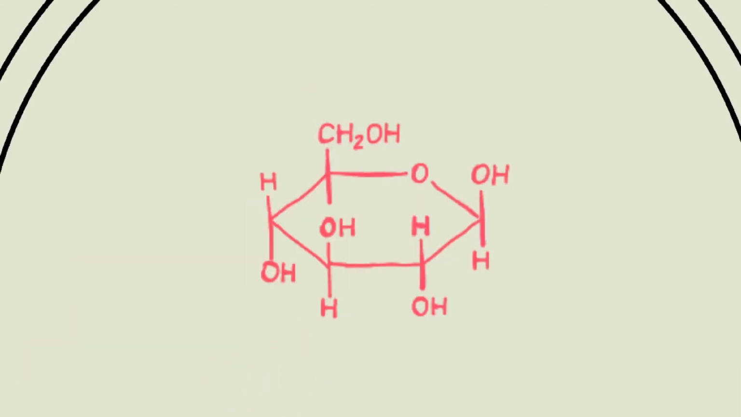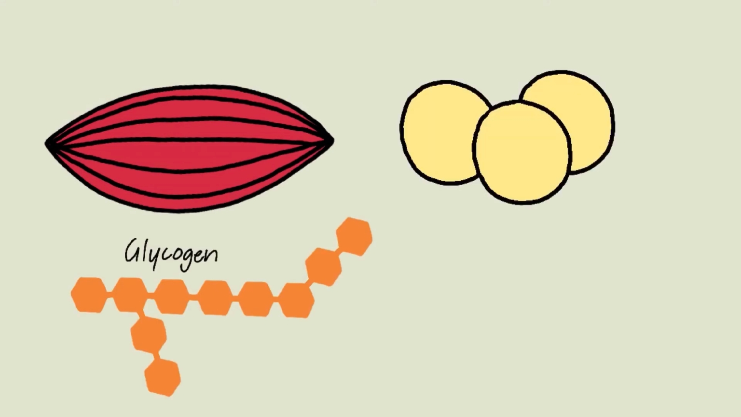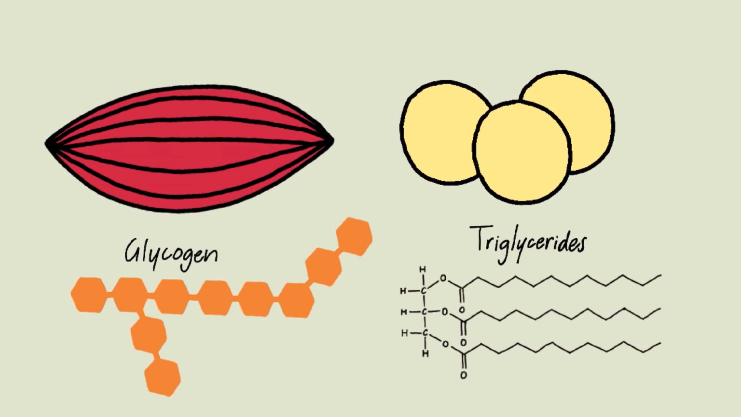Once glucose is inside the cell, it can be used for a variety of purposes. In muscle cells, it can be used immediately to produce energy and to produce glycogen, a short-term energy source. In fat cells, glucose is used to produce triglycerides, an important molecule that is used for long-term energy storage.